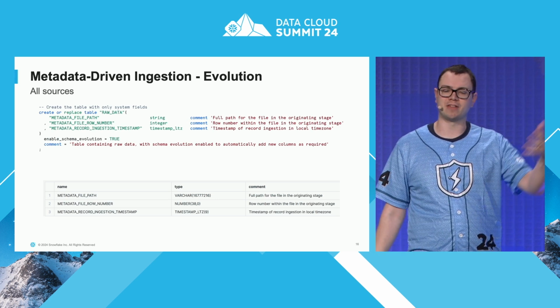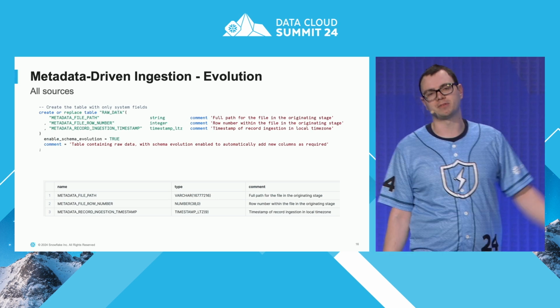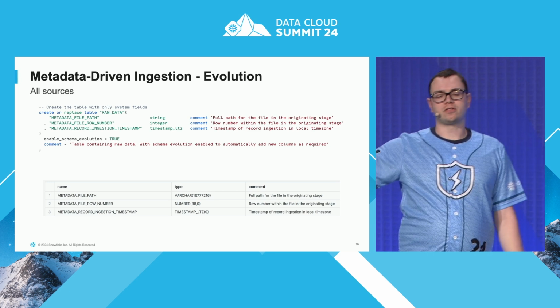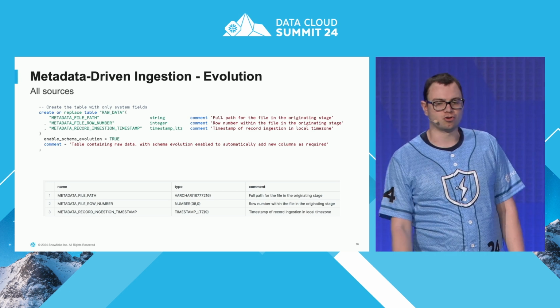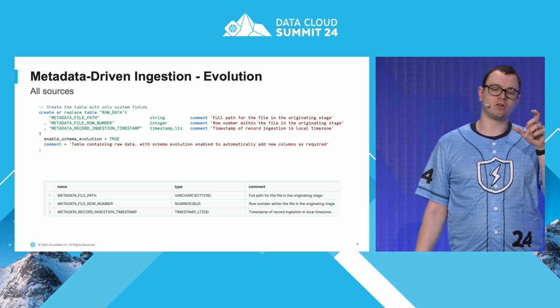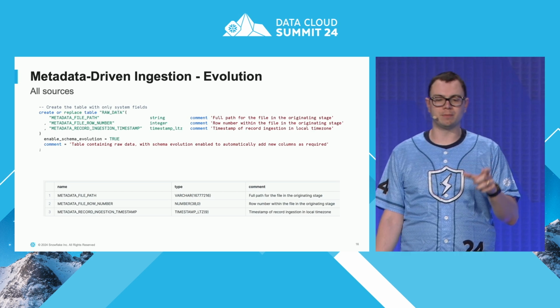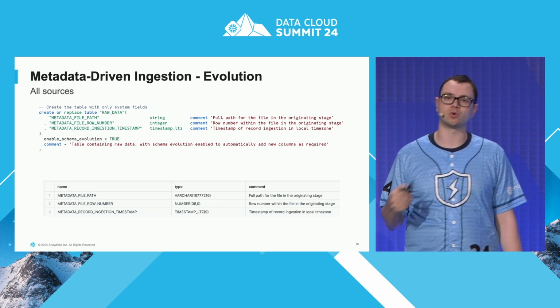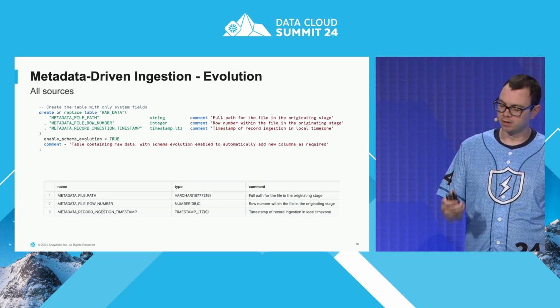So we have the file path, row number, ingestion timestamp. The important thing to note here, you can see underneath those, is enable schema evolution equals true. What this particular option does is tell Snowflake to enable automated schema evolution, where new fields will be added automatically to the table.